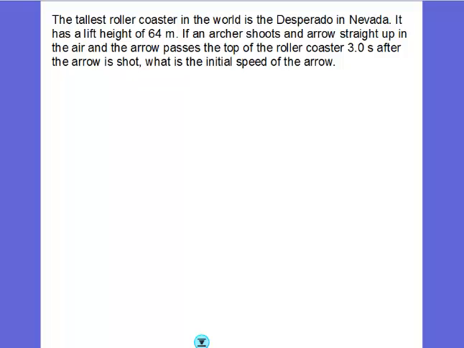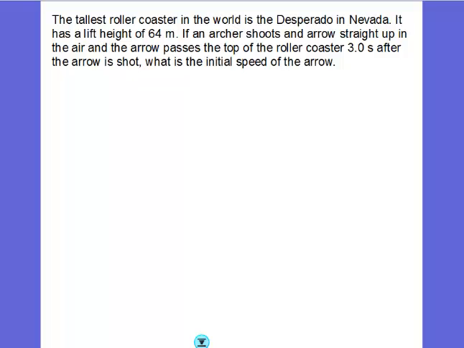The tallest roller coaster in the world is Desperado in Nevada. It has a lift height of 64 meters. If an archer shoots an arrow straight up in the air and the arrow passes the top of the roller coaster 3 seconds after the arrow is shot, what is the initial speed of the arrow?